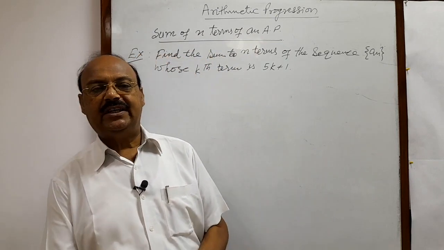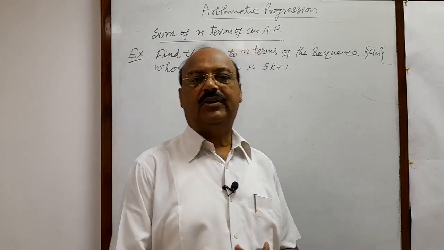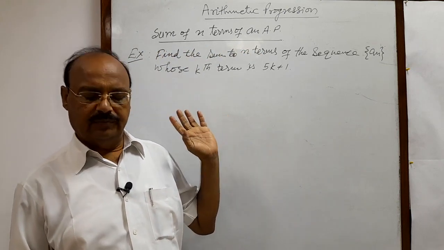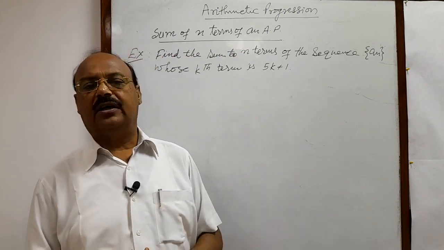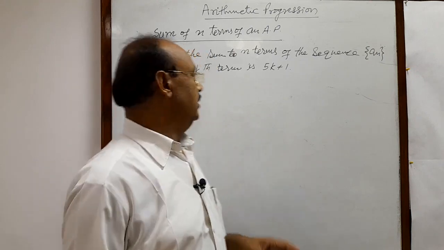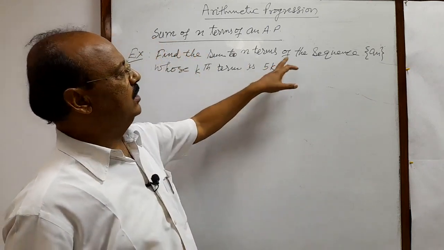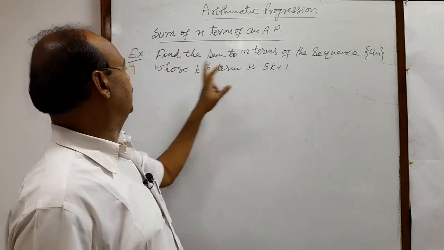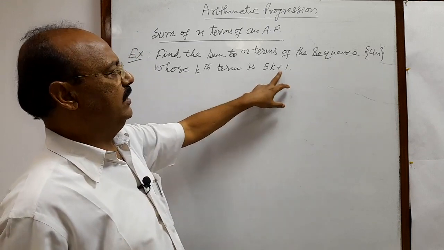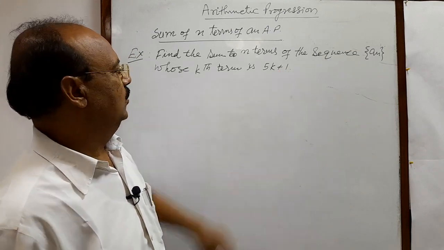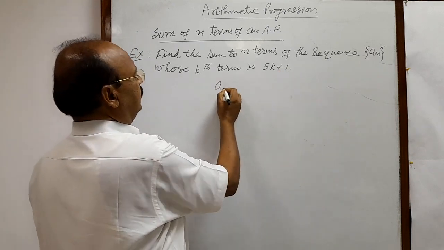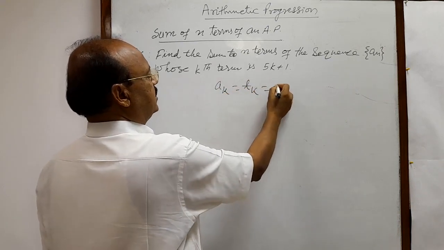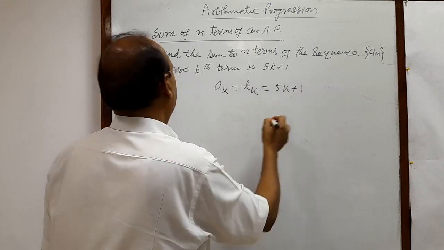Students, here you will see a very simple and interesting question from the topic arithmetic progression, and this is related to finding the sum of n terms of an AP. The question is: find the sum to n terms of the sequence whose kth term is given as 5k plus 1. Kth term means we can write ak or tk, no problem. This is 5k plus 1.